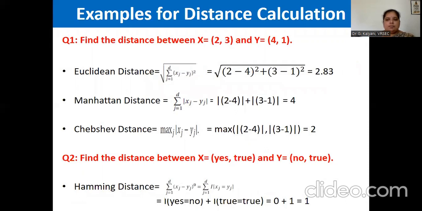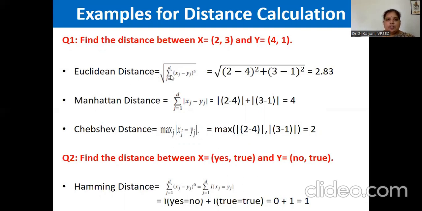So let us have an example of these distance calculations. Question one is, find the distance between the two instances x and y which are expressed in two dimensions. For x, 2 is one dimension and 3 is the other dimension. Similarly for y, 4 is one dimension and 1 is the other dimension. So in this example, the number of dimensions is 2. Because the instances are expressed in terms of continuous values, I'm going for Euclidean distance, Manhattan distance, and Chebyshev distance calculations. The first one is Euclidean distance.